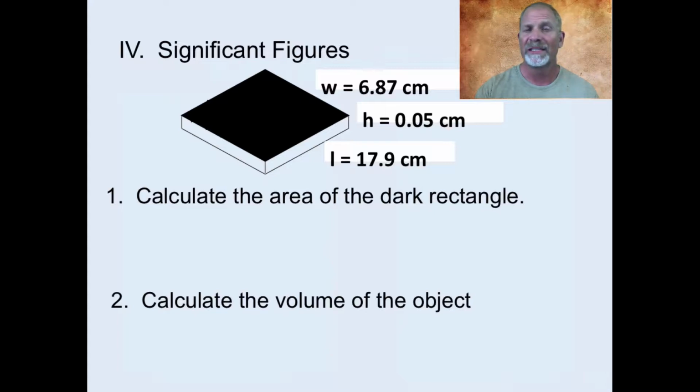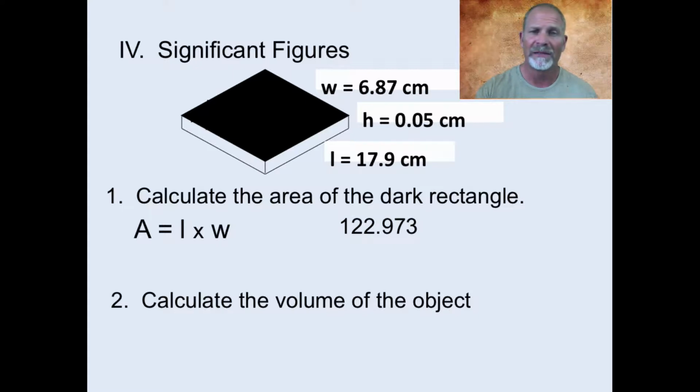So we practiced a little bit with Sig Figs, and in this situation, I have this structure here that gives you the width is 6.87 centimeters, the height is 0.05 centimeters, and the length is 17.9 centimeters. I first asked you to calculate the area. We know this equation. I'd provide it for you on the test if I asked you to do this. So area is length times width. So I'm just going to multiply my length, 17.9, times my width, 6.87. And when you leave it in the calculator, you get this.